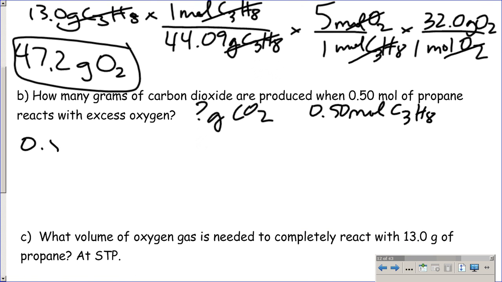You ready? So 0.5 moles of C3H8. Okay. I don't care about propane. What do I care about? I don't care about oxygen. What am I looking for? Carbon dioxide. I'm looking for carbon dioxide. So get me out of propane to carbon dioxide. How?